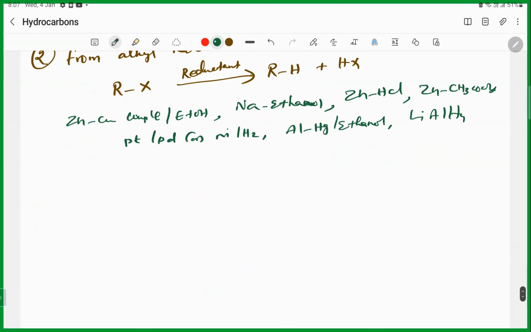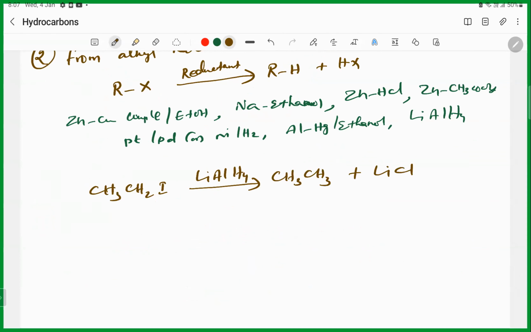For example, you have CH3CH2I. When treated with lithium aluminum hydride, it will give CH3CH3 plus LiI. In the same way, when methyl iodide is treated with zinc-copper couple, it will give methane plus hydrogen iodide. By this way, you can prepare alkanes.